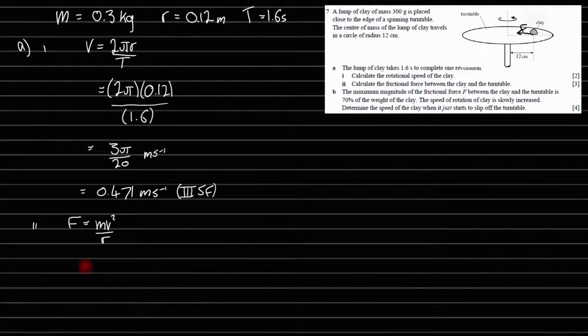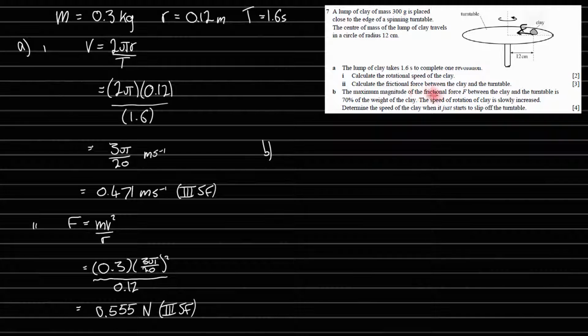So simply inputting our values for this, we'll have the mass to be 0.3 times the speed squared, speed we just worked out. Let's use the answer in terms of pi to not lose any accuracy, so that would be squared, and then divided by the radius, 0.12. If you did that on a calculator, you'd get an answer then of 0.555 units of force newtons, and that has been quoted to 3 significant figures. Part B.